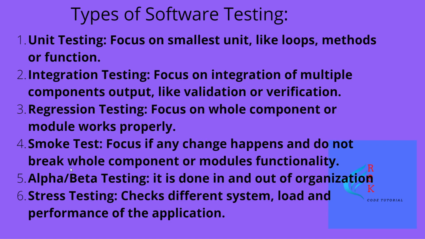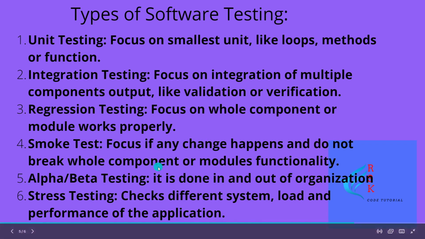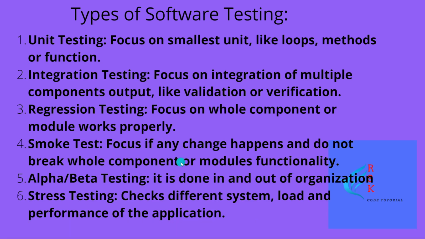Alpha beta testing is done in and out of the organization. In alpha testing, we test our applications with internal members of our organization. In beta testing, it is tested outside the organization.